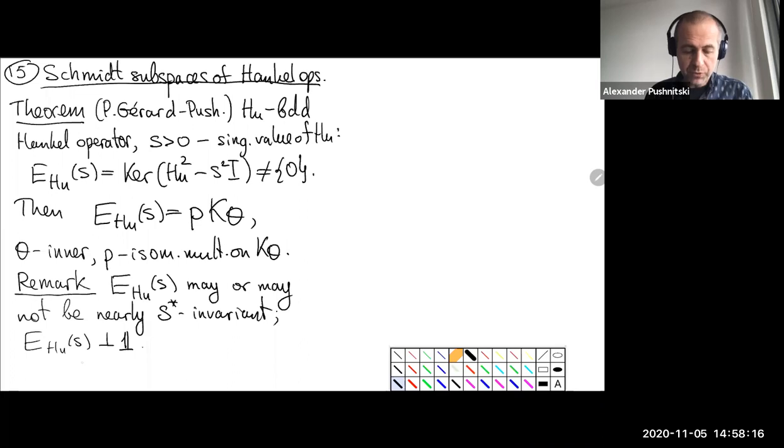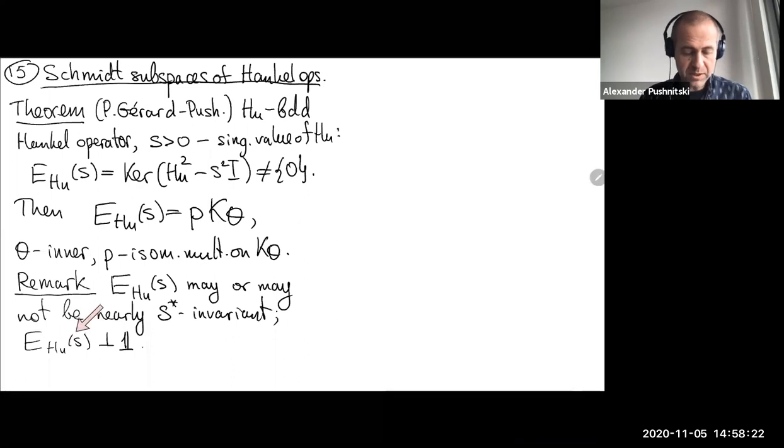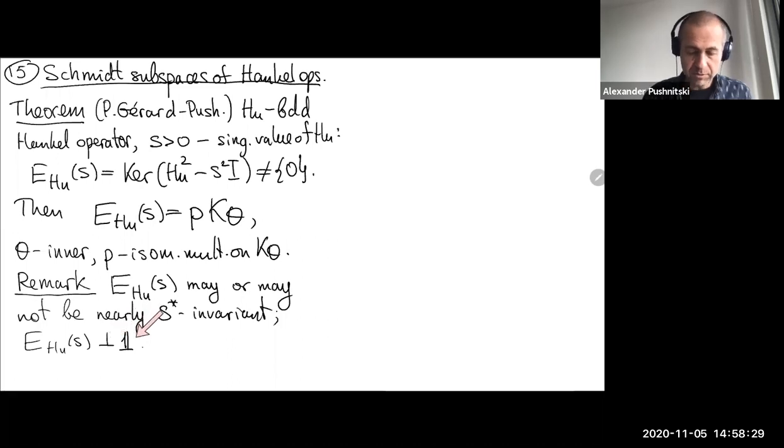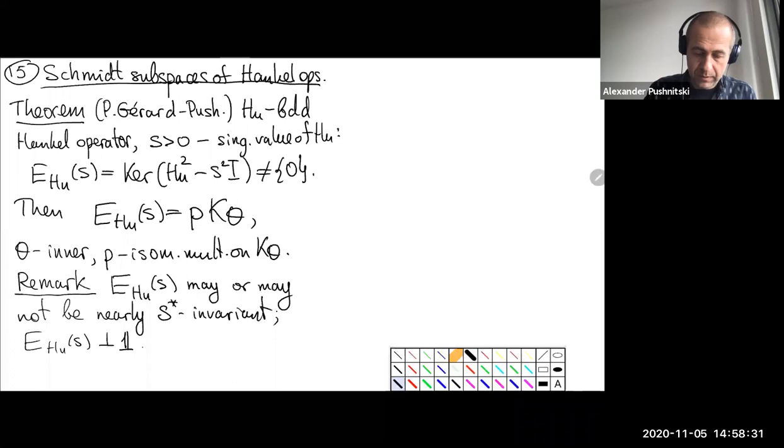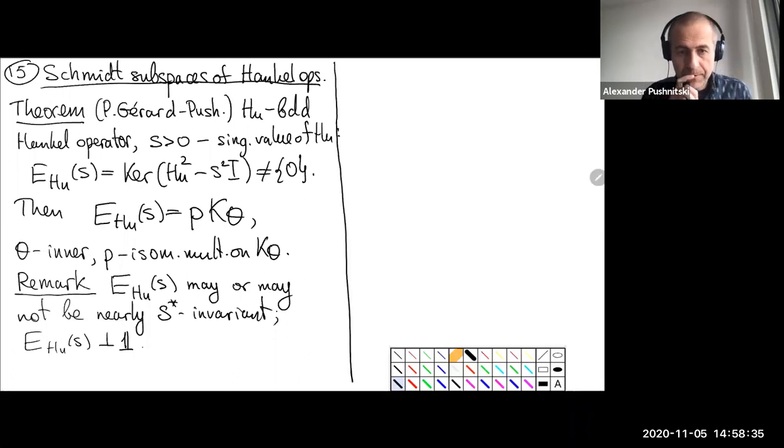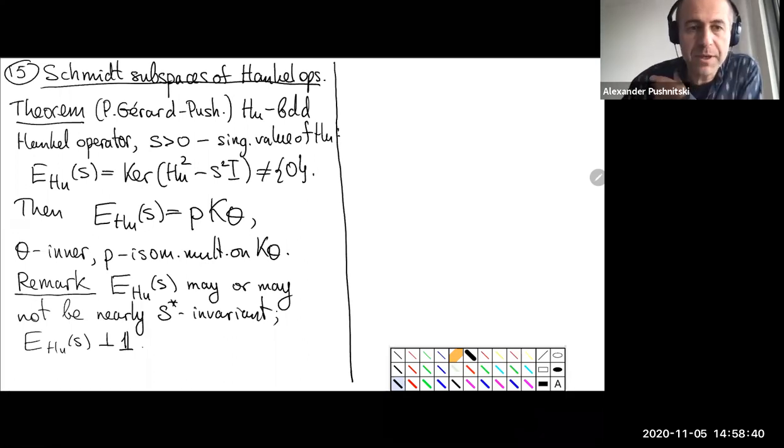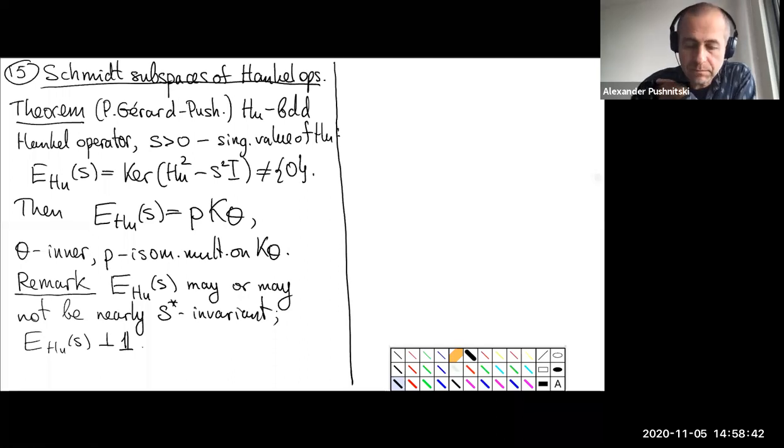So I will give a proof in the case when this Schmidt subspace is actually not orthogonal to 1, and then I will comment on what to do if there is this orthogonality. Okay. So let me first prepare some identities.